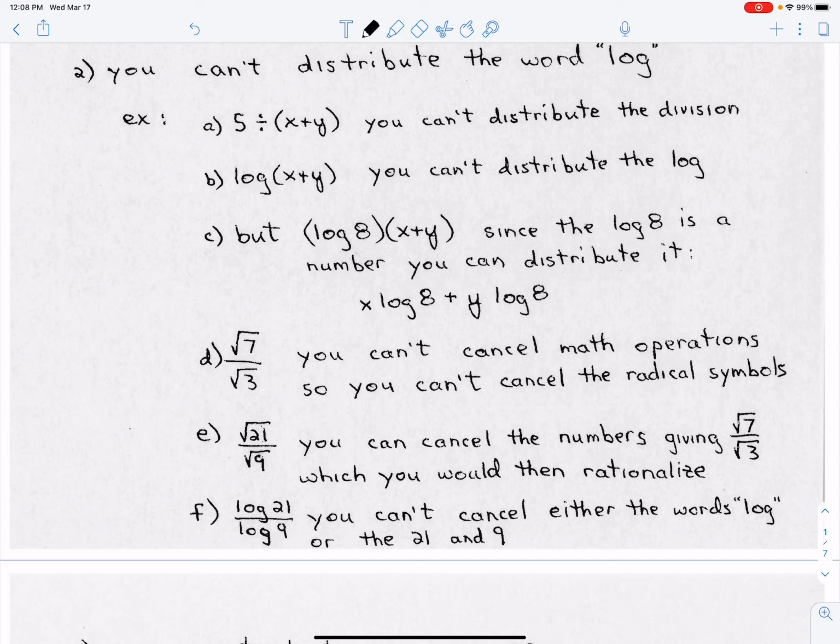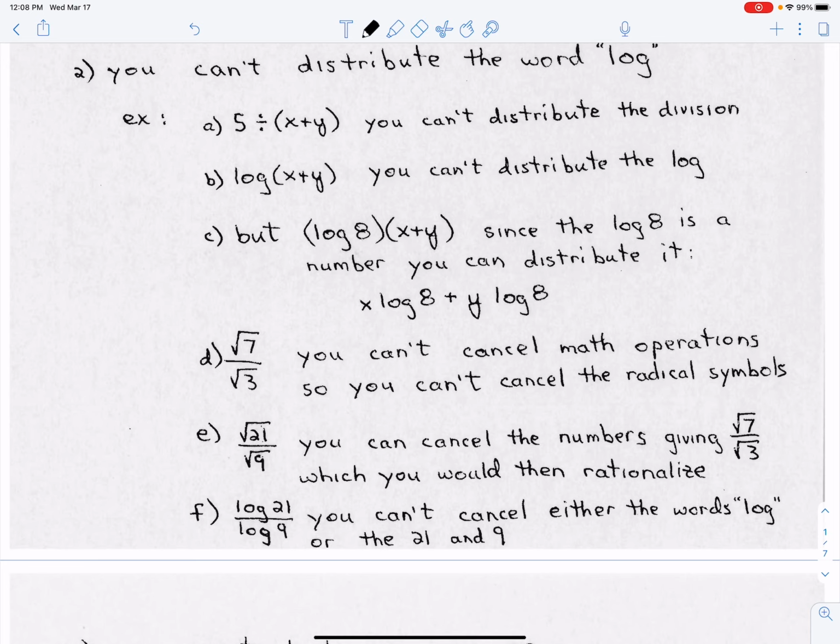Okay? It's not like the radicals go away and you get 7/3. You just cancel the 9. There's a 3 in that. There's a 3 in this. And you get square root of 7 over square root of 3, which you then have to rationalize, as I showed you earlier. So again, you can perform these things to numbers, but you can't do it to mathematical operations. You can't cancel. You can't distribute mathematical operations.